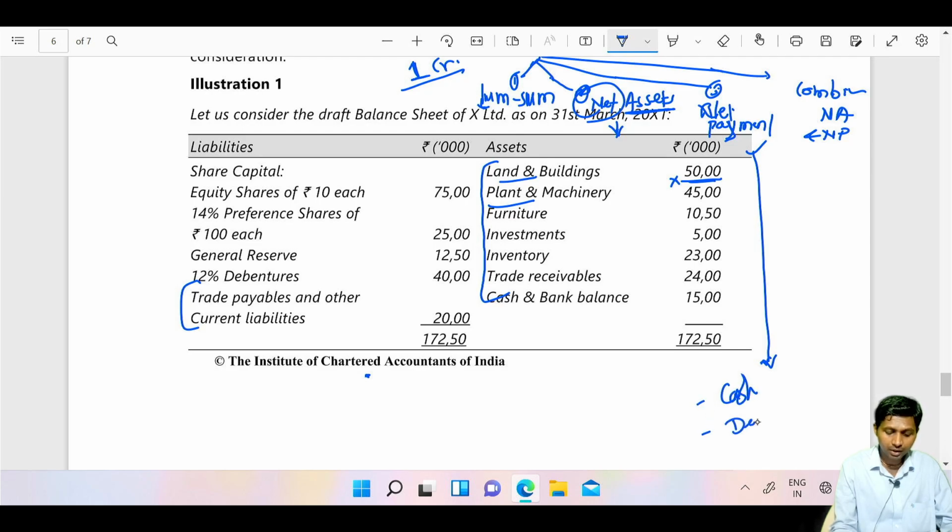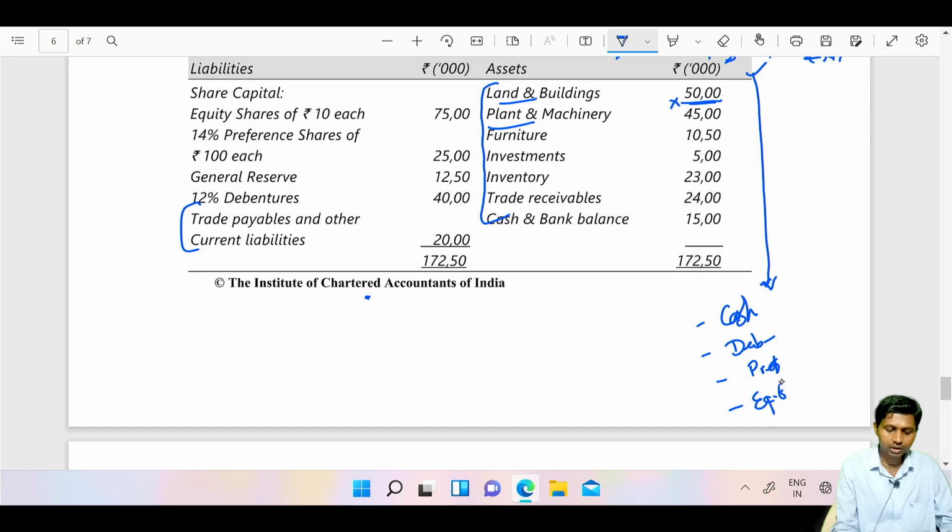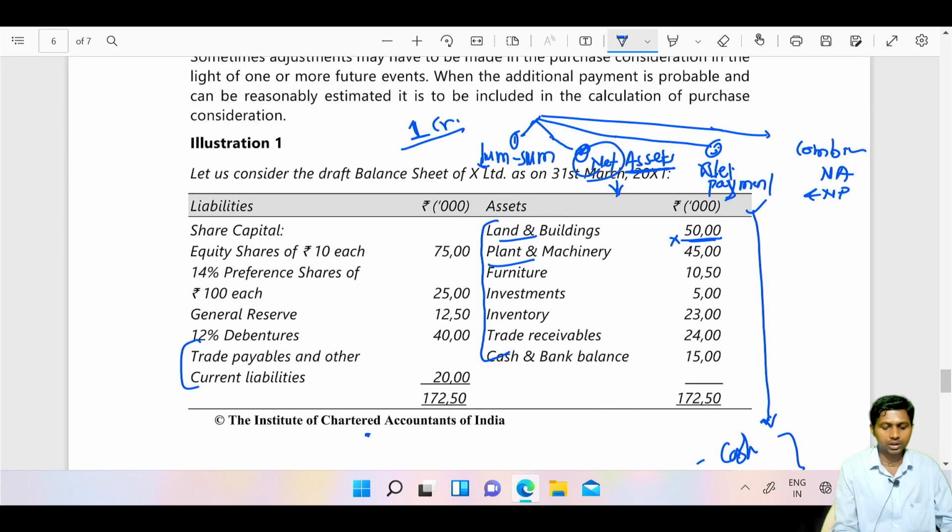If you are giving debentures, then debentures will form part. If you are giving preference shares, that will form part of the consideration. Equity shares, that will form part. The total of all will become the purchase consideration, the final total.